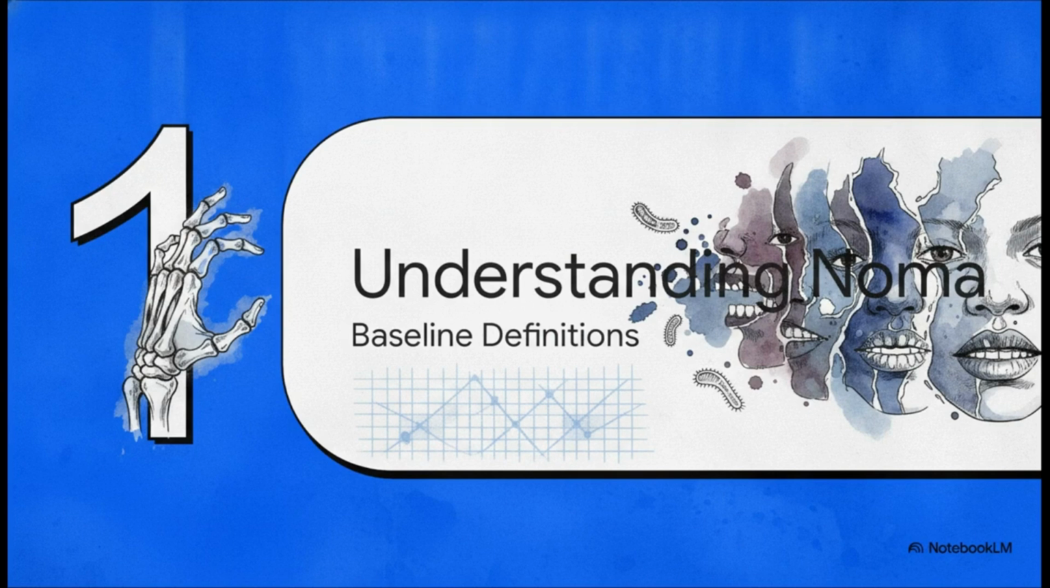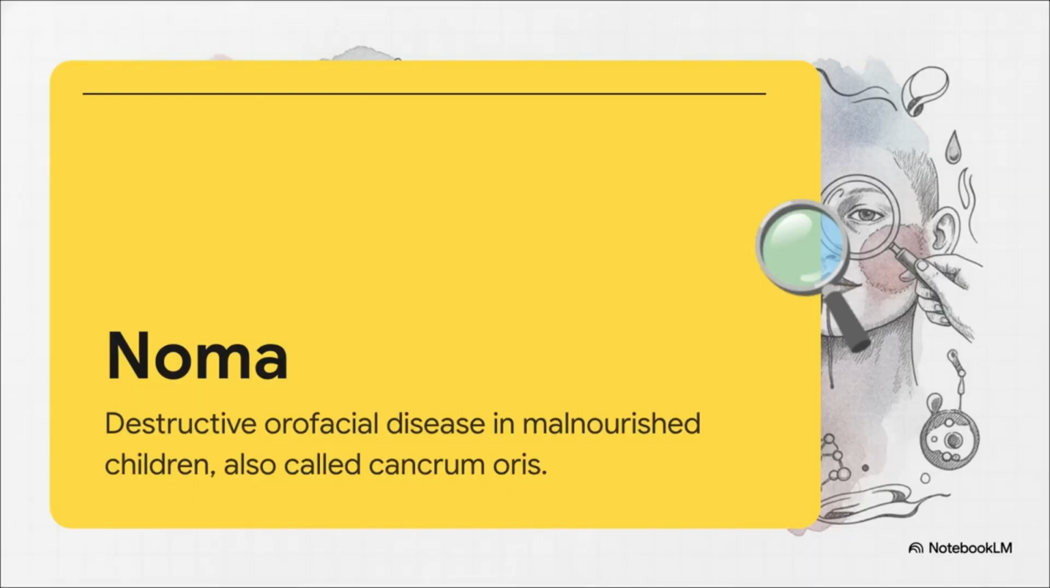Section 1. Understanding Noma. Let's take a look at the baseline definitions. So you'll rarely see Noma in developed nations today, but it remains a major and frankly tragic cause of childhood morbidity and mortality in parts of Africa, South America, and Asia. You'll often see it popping up in the medical literature under the names Cancrum Oris or gangrenous stomatitis. At its core, this is a highly destructive, rapidly progressing gangrenous process of the orificial tissues.